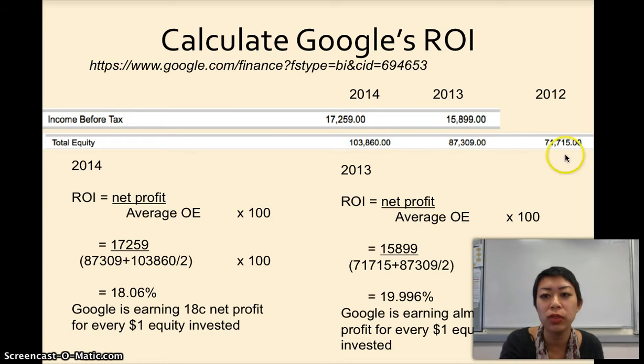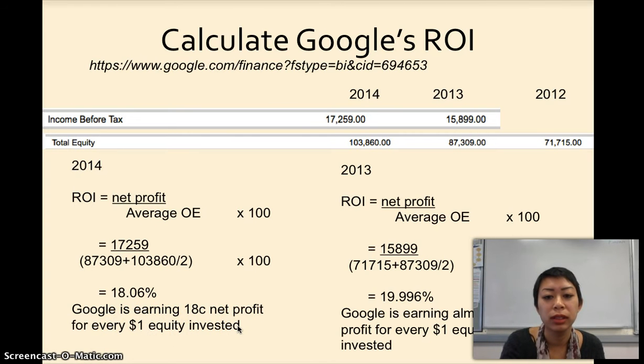Looking at the average, so we've got 2012 here as well. So in 2013, using the formula, we calculate the average of owner's equity first. Following through with the formula, you can see that Google is earning almost 20 cents net profit for every $1 of equity invested. Looking at 2014, we're using the average of the equity over 2013 and 2014 and the greater net profit. We can see that Google is earning 18 cents net profit for every $1 equity invested.